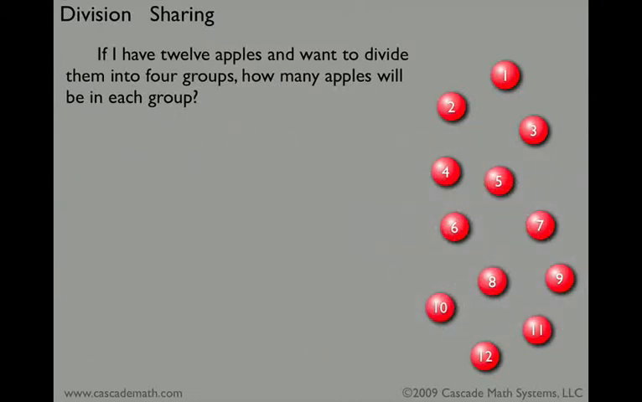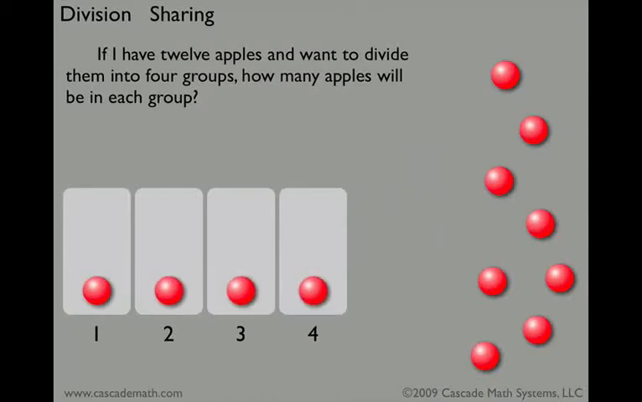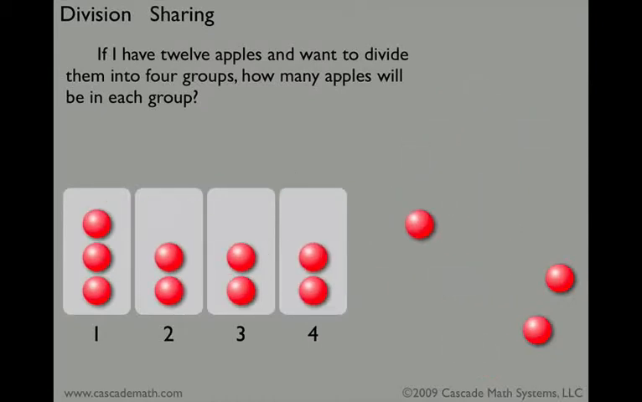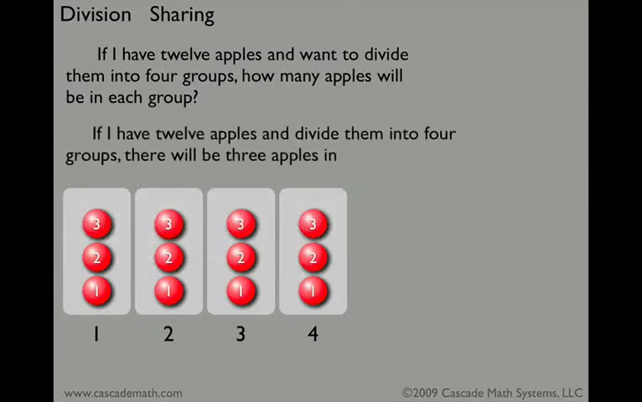The next thing I do is separate or divide the balls equally into 4 groups. 1, 2, 3, 4. If I look at my 4 groups, I can see that each group has 3 balls. If I have 12 apples and divide them into 4 groups, there will be 3 apples in each group. 12 divided by 4 equals 3.